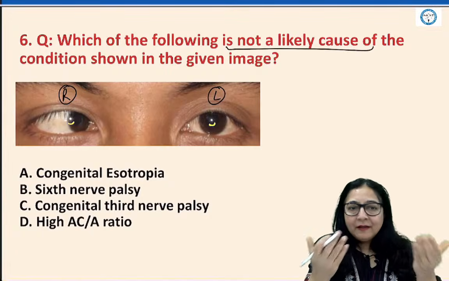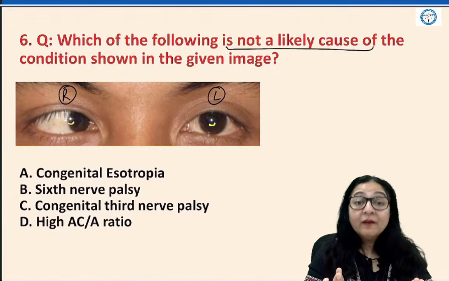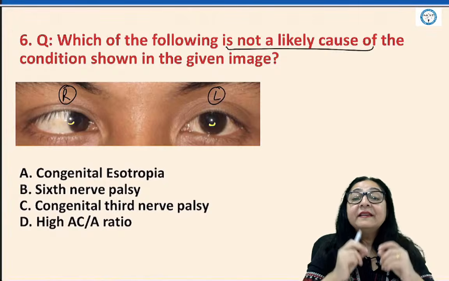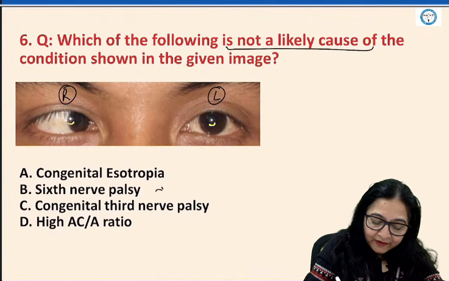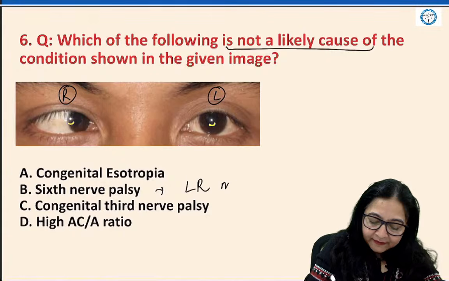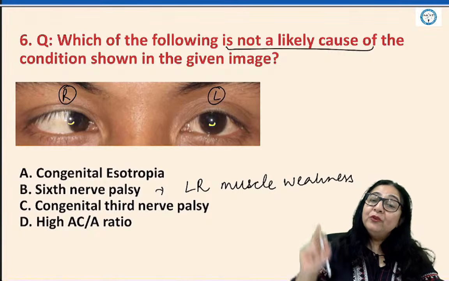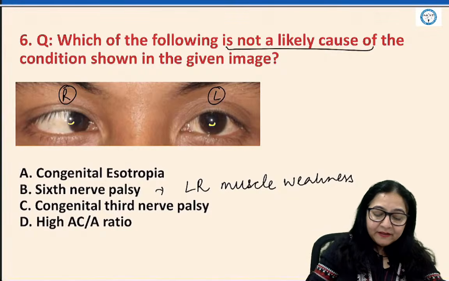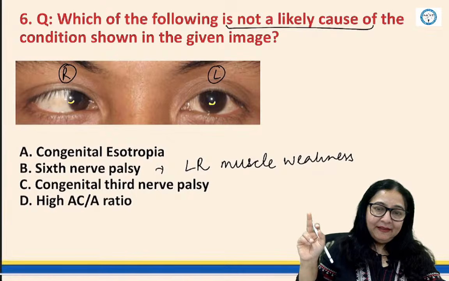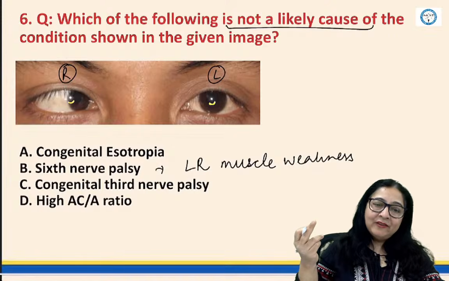Now which of the following is not going to cause esotropia? Congenital esotropia. The very name is telling you the diagnosis, so that will cause squint. Sixth nerve palsy. So sixth nerve palsy leads to lateral rectus muscle weakness. So when the lateral rectus muscle is weak, the eye will become convergent. So you will see convergent squint in sixth nerve palsy. Congenital third nerve palsy. Now third nerve palsy does not supply the lateral rectus muscle.